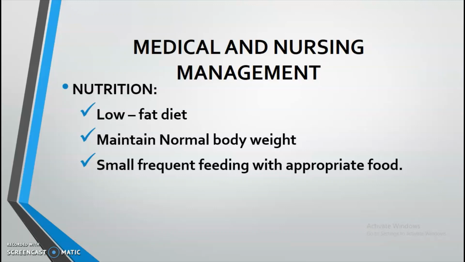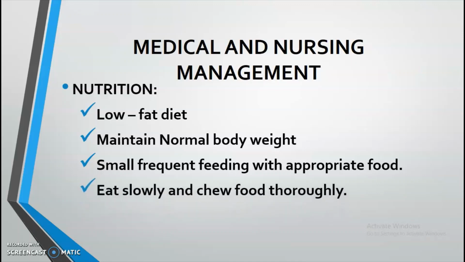And of course, when we talk about small frequent feeding, it has to be with appropriate foods. So appropriate foods: no caffeine, no alcohol, no tobacco. It has to be low fat as well. Aside from that, you have to instruct the patient to eat slowly and chew the food thoroughly. So this would actually help the gastrointestinal system to easily digest the food, so that it does not just accumulate and then reflux once the stomach becomes full.